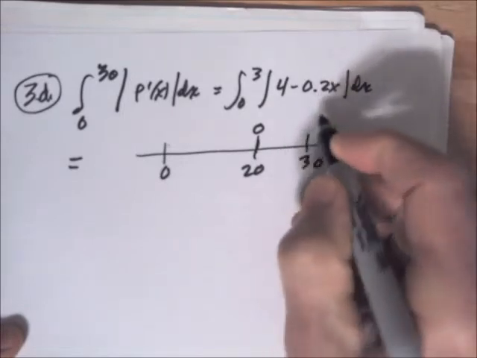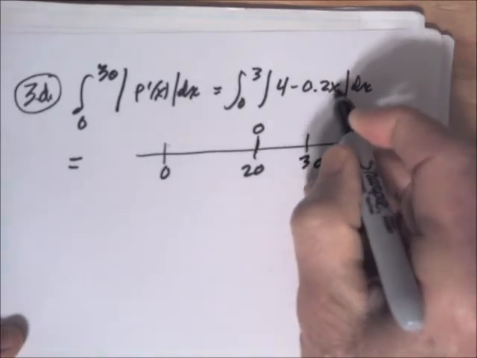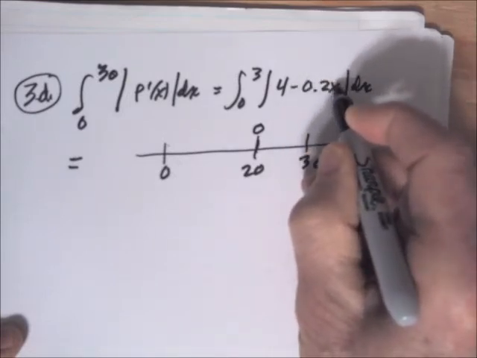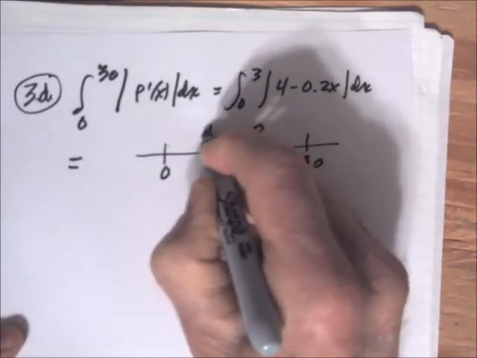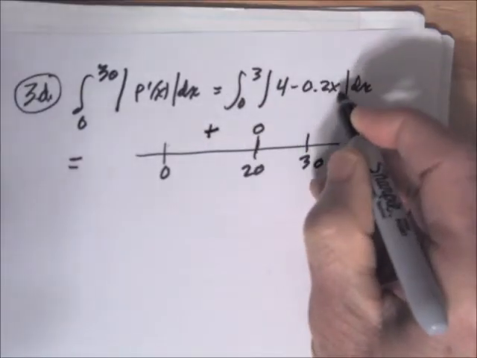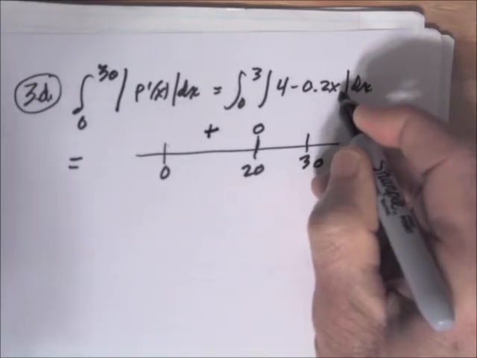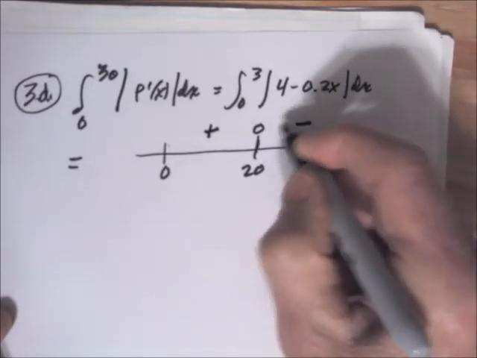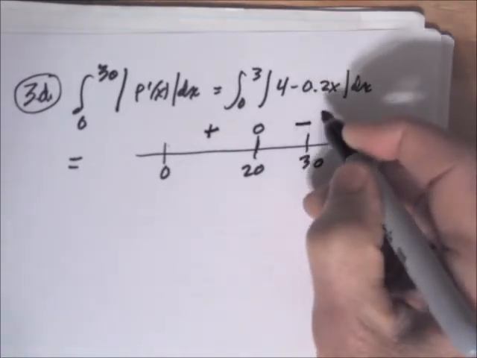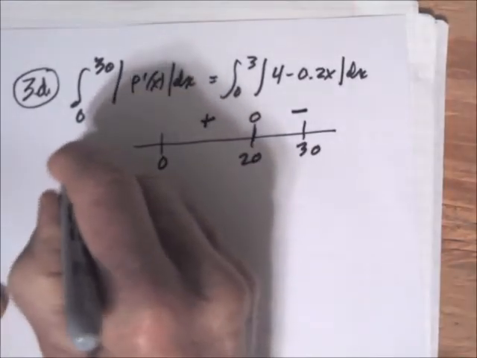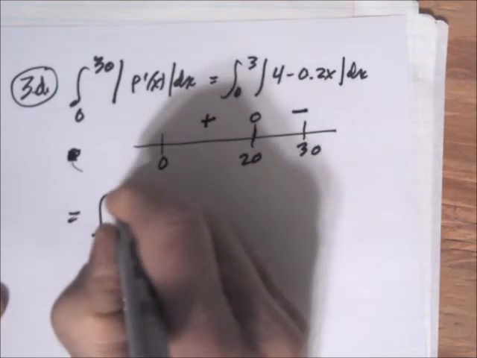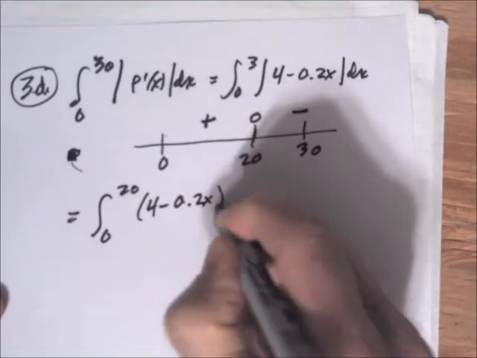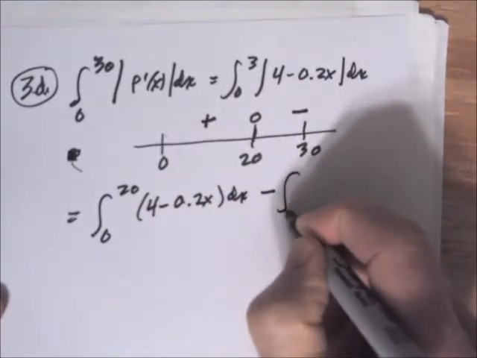So at 0, 4 minus 0.2x is going to be positive. So this is going to be positive here. And at 30, 0.2 times 30 is 6. So that's going to be 4 minus 6, which is negative. So it's going to be negative here. So between 20 and 30, we want the opposite sign. So this is going to be the integral from 0 to 20 with the original sign, and then we want the opposite sign from 20 to 30.